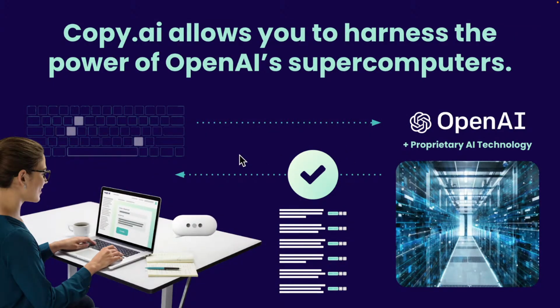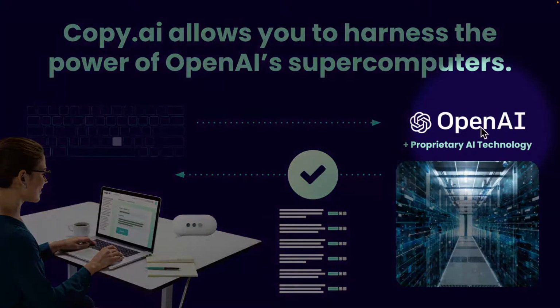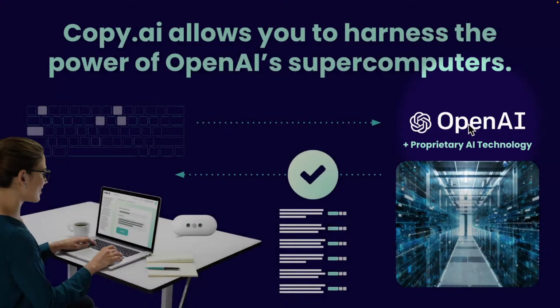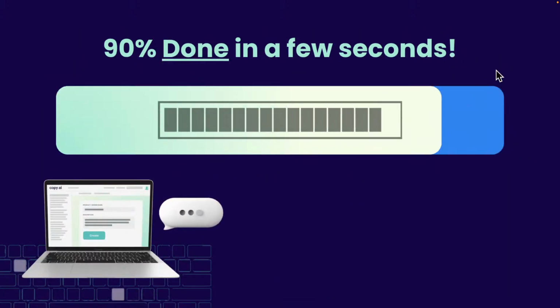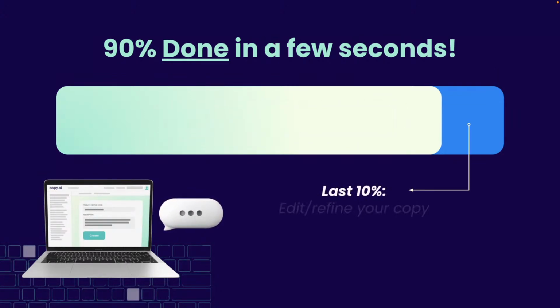Some things are a little bit out of the control. The team is looking at other AI providers and sources, but right now OpenAI is by far the most powerful platform to give you this technology. The thing to keep in mind is it's going to get you about 90% of the way done in a few seconds. You've seen that in this demo today.